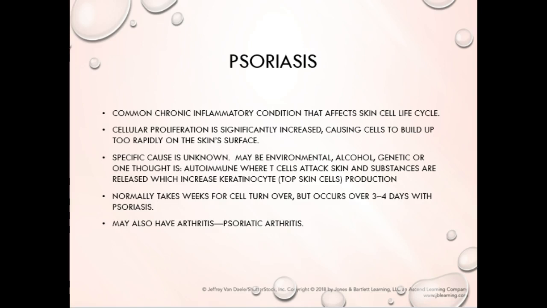Specific cause is unknown. Can be environmental, too much alcohol, genetic. One thought is it might be autoimmune. T cells, which are lymph cells, we'll learn about those in the future. Just think of them as immune cells, actually attack the skin. And substances are released in the skin, which increase the production of those top layer of skin cells. I know you don't know what keratinocytes are. That's what maybe you do remember it from A&P. You don't need to remember that. You need to remember that it'll keep increasing the production of those skin cells on the top, and they'll get that patchy appearance for psoriasis.